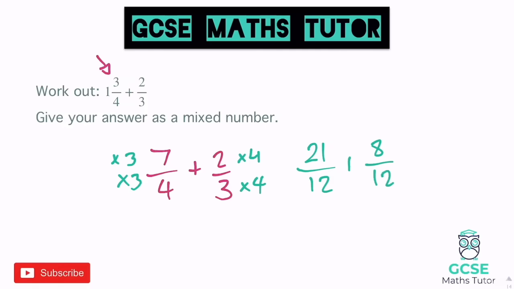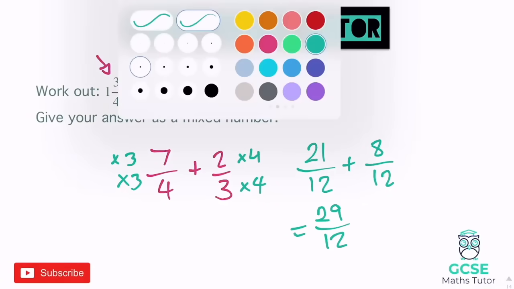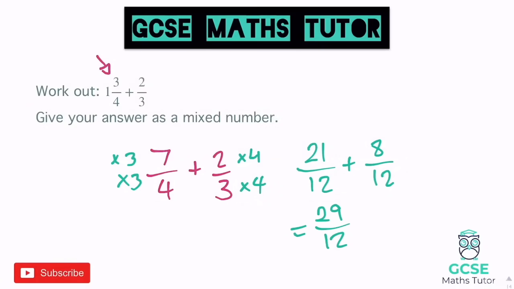And now we can add these together, and again, if we were subtracting them, we'd just subtract those numerators now, but we'll add them together and we get 29/12. And again, it says to give your answer as a mixed number, so we are going to convert this now into a mixed number. 12 fits into 29 twice, up to 24, and there'll be a remainder of 5/12. And again, there's my final answer.